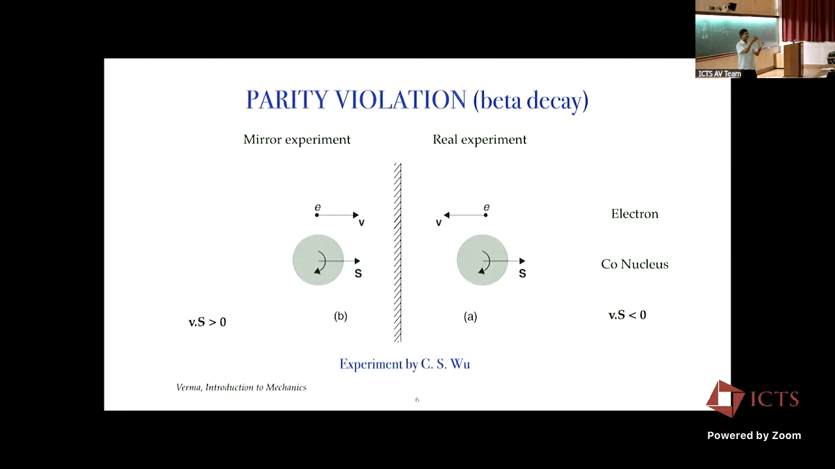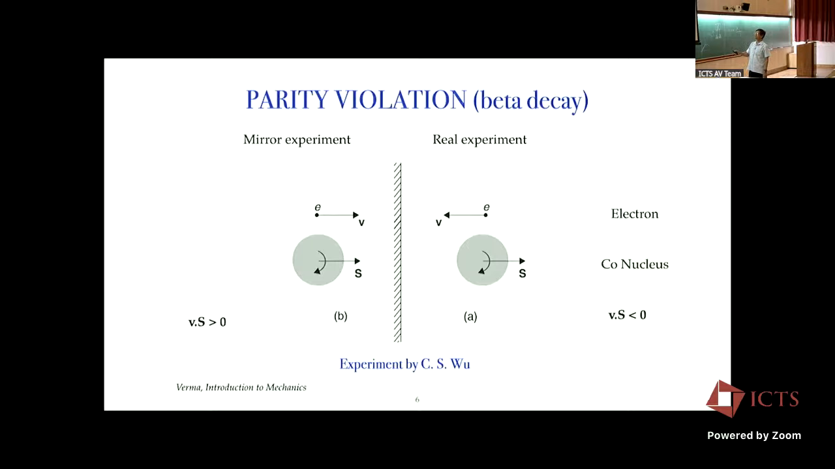Mirror plus rotation leads to parity. So R going to minus R is connected with the mirror. In the mirror, velocity will switch sign. You can see that something going to the left will go to the right in the mirror, but spin does not. So in the mirror, we get V dot S to be positive. So you see that in life, we have V dot S less than 0, but in the mirror, V dot S is greater than 0, so it is violated.